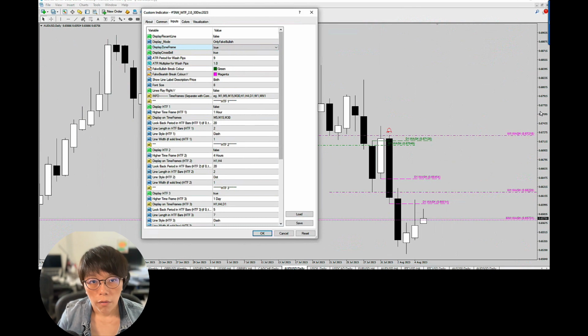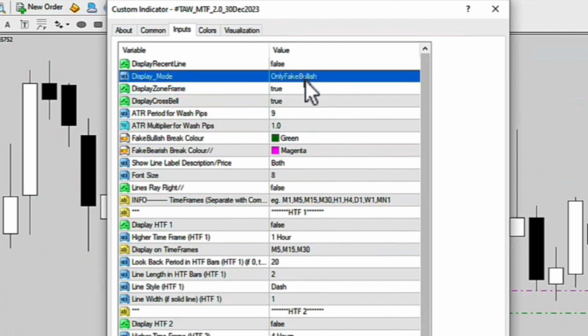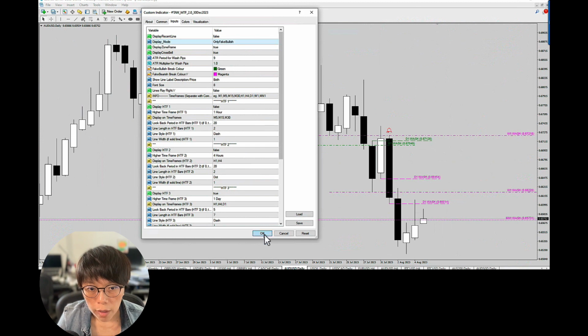If you break one chopstick, it's easier to break, but if you attempt to break two chopsticks, then it's tougher to break. Right, so what I'm going to do is show you a few settings in order to make it simpler for you. I will only switch on the green wash line, which is the fake bullish bar, and then I will also turn on this display zone frame and then display cross bell. Sometimes I do not want to display the zone frame because it can be very complicated if you have all the wash lines being displayed, but let me just show it to you. Once all these are set to true, click OK.